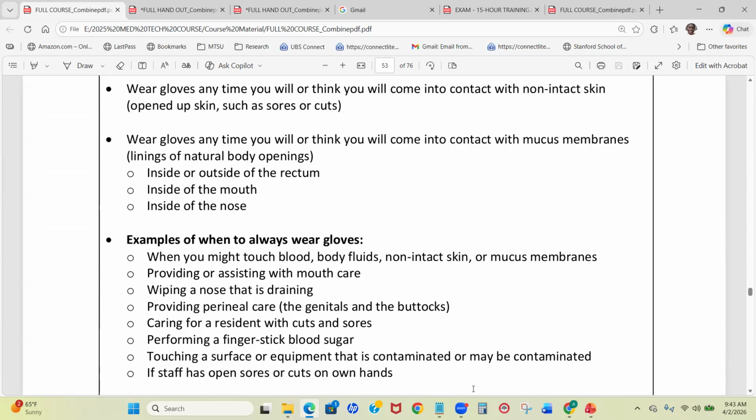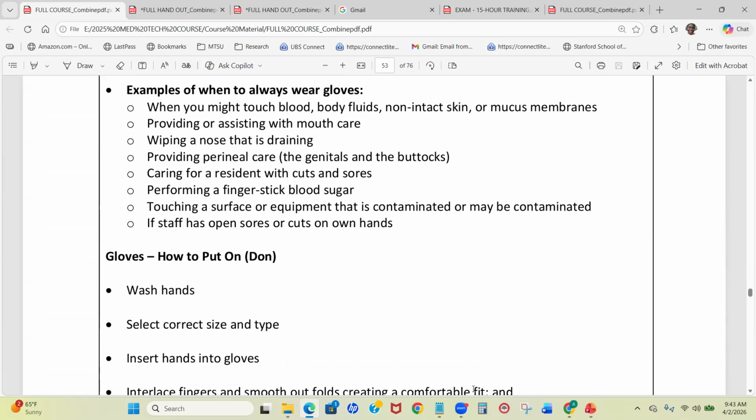So you always want to put your gloves on, even when you're doing eye drops. Nose spray, ear drops, mouth medication, inhaler. Put on your gloves. Simple. When you might touch body fluids or non-intact skin, these are examples of why you have to wear your gloves. Providing assistance with mouth care. The nose is draining, they are sneezing. Wiping down the drainage, perineal care, their genitals. They have cuts, they have sores.